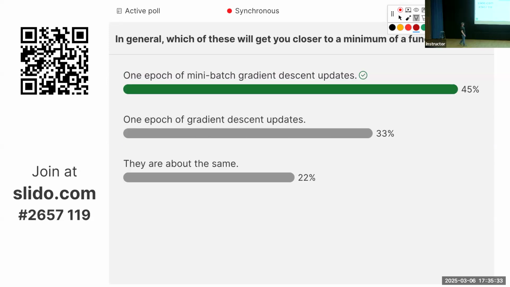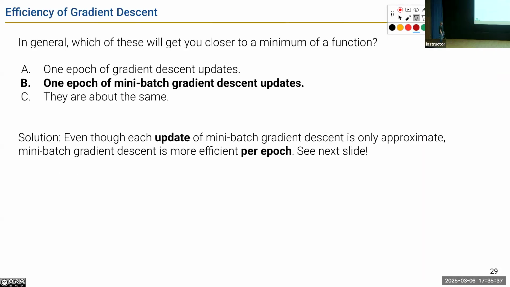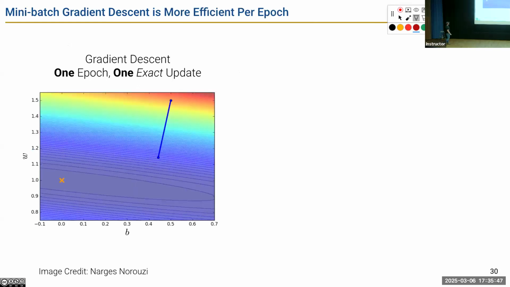Which one is better? So let me give you some visual intuition for the answer here. Again, we're pretty split. Super interesting. Some really nice visual intuition is coming. Turns out that one epoch of mini-batch gradient descent gets you closer. It is more efficient. So here's a picture.